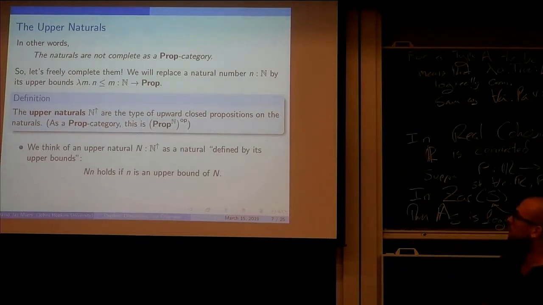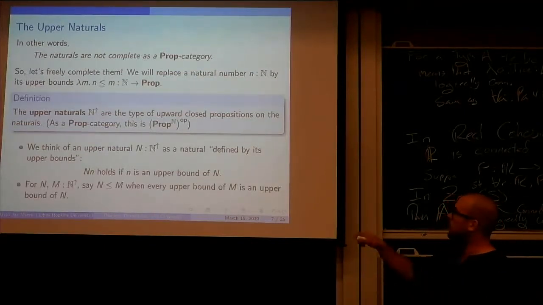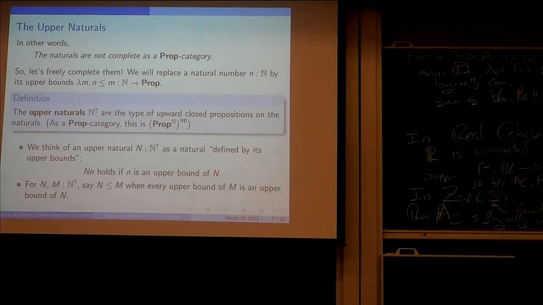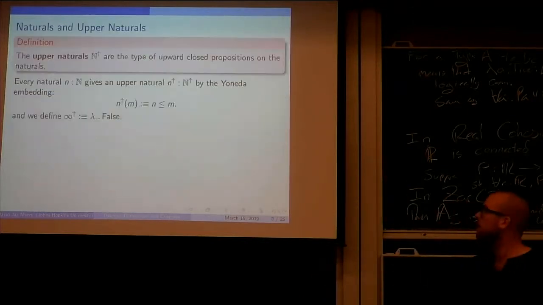We can think of an upper natural as defined by its upper bound. So the proposition holds of a natural, the upward closed proposition holds of a natural, if that natural is an upper bound of the proposition. This way, I'm going to stop saying proposition, I'm just going to call them upper naturals. And we can define an ordering where we say that n is less than m if every upper bound of m is an upper bound of n.